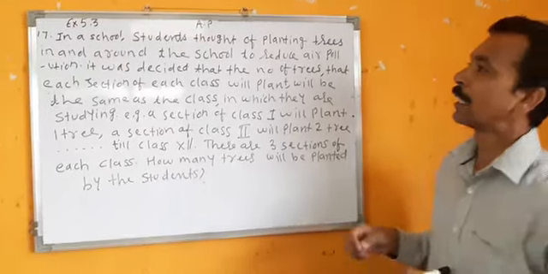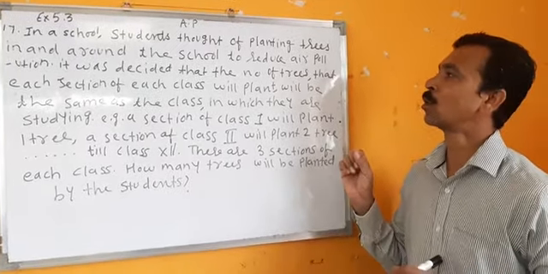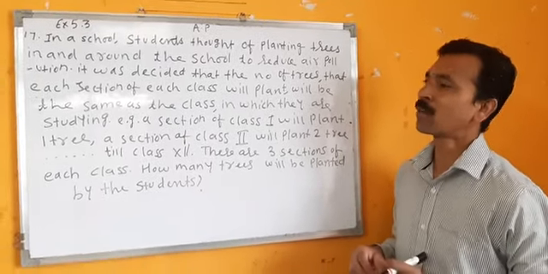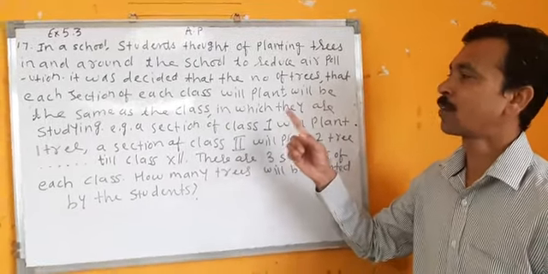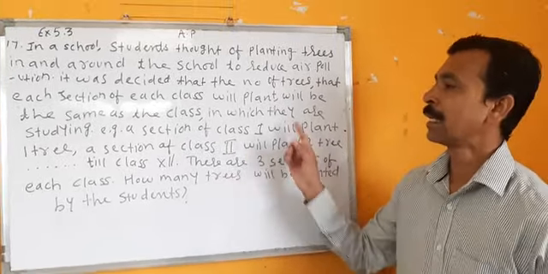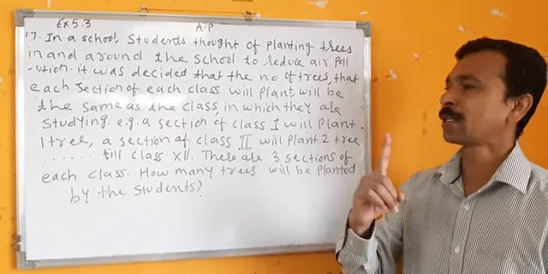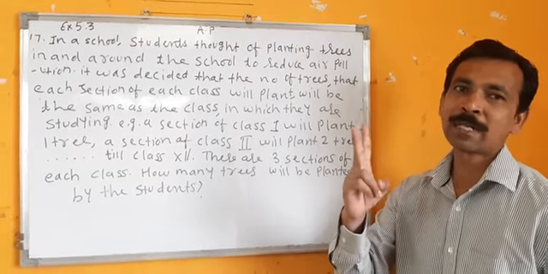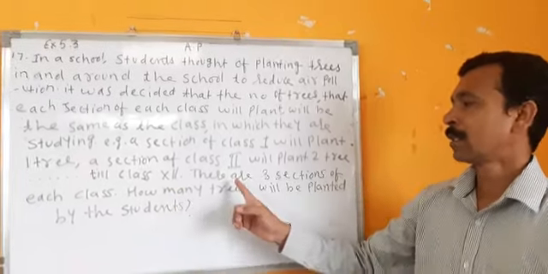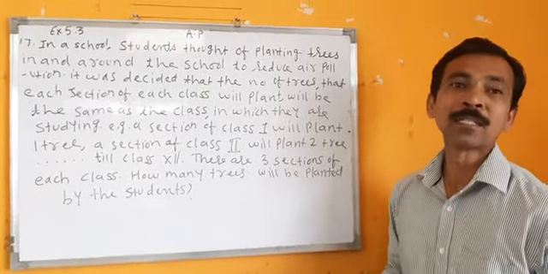Seventeenth sum. In a school, students thought of planting trees in and around the school to reduce air pollution. It was decided that the number of trees that each section of each class will plant will be the same as the class in which they are studying. Example, a section of class 1 will plant 1 tree, a section of class 2 will plant 2 trees, and so on till class 12. There are 3 sections of each class. How many trees will be planted by the students?